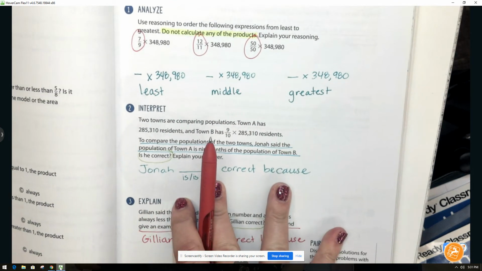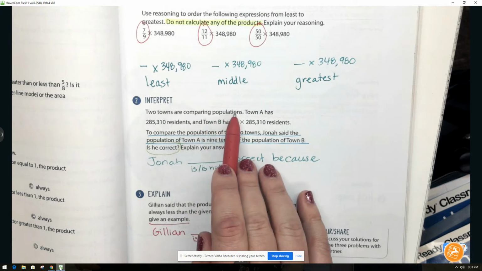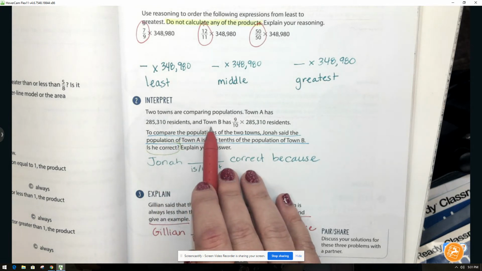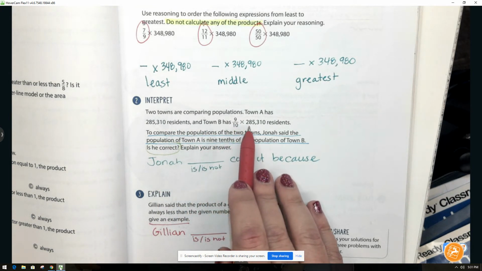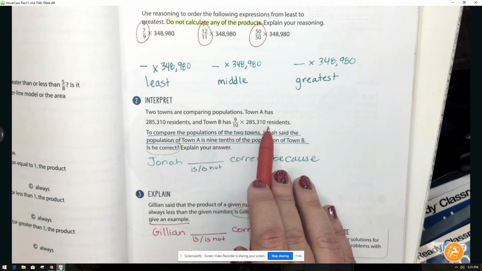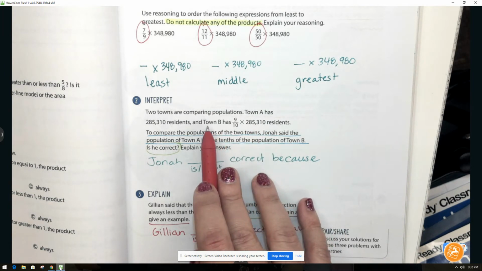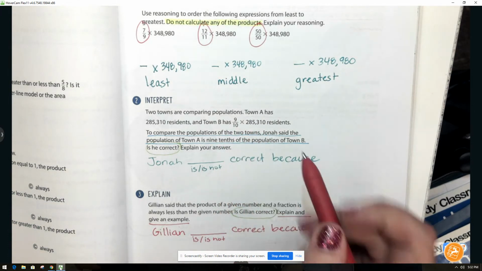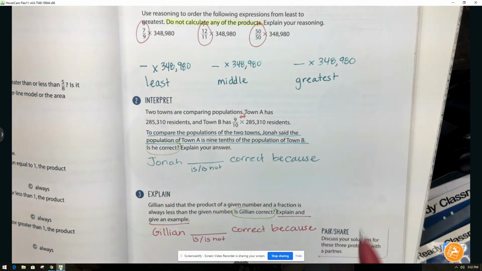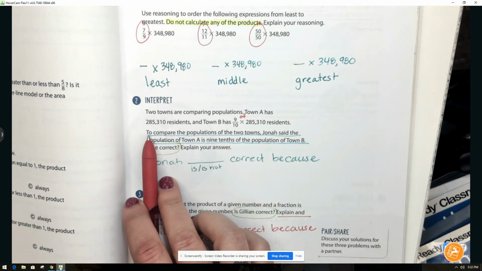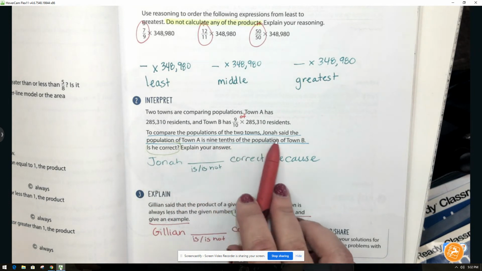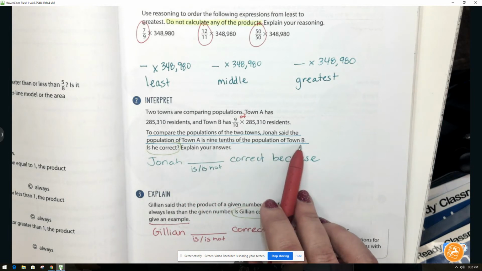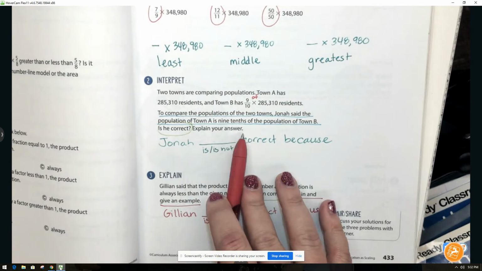Number two. Two towns are comparing populations. Town A has 285,310 residents, and Town B has 9/10 of 285,310 residents. You could also say that as Town B has 9/10 times 285,310 residents. Remember that the multiplication sign is a fancy way of saying of. Now, to compare the two populations of the two towns, Jonah said the population of Town A is 9/10 of the population of Town B. Is he correct? Explain your answer.